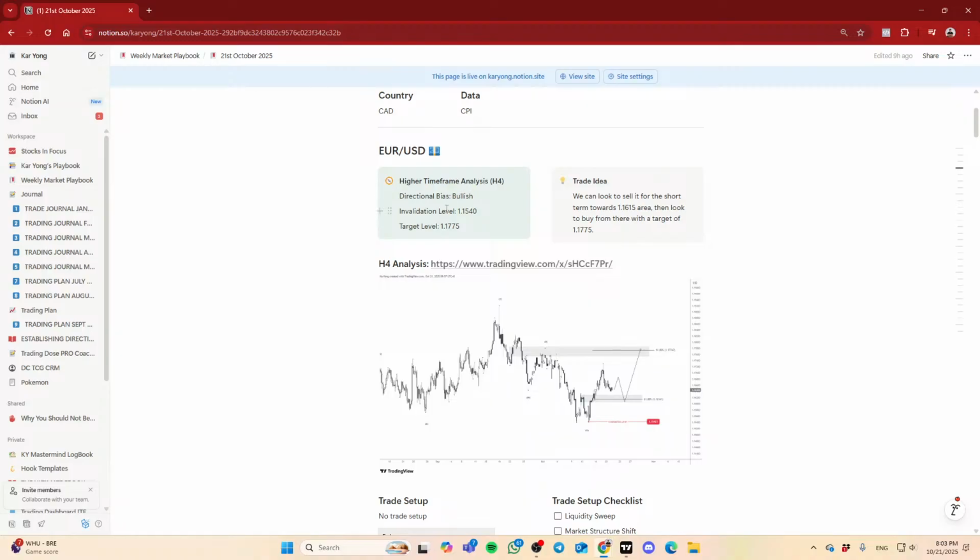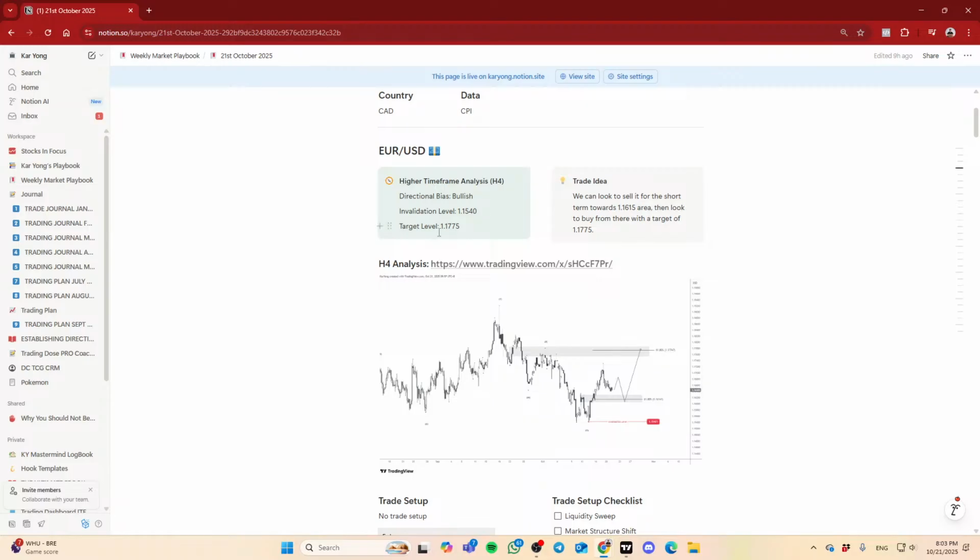The invalidation level basically means that if price breaks that level, then the higher time frame analysis needs to be updated. That's the name itself, invalidation level, which means as long as price respects that level, the overall analysis is still valid.